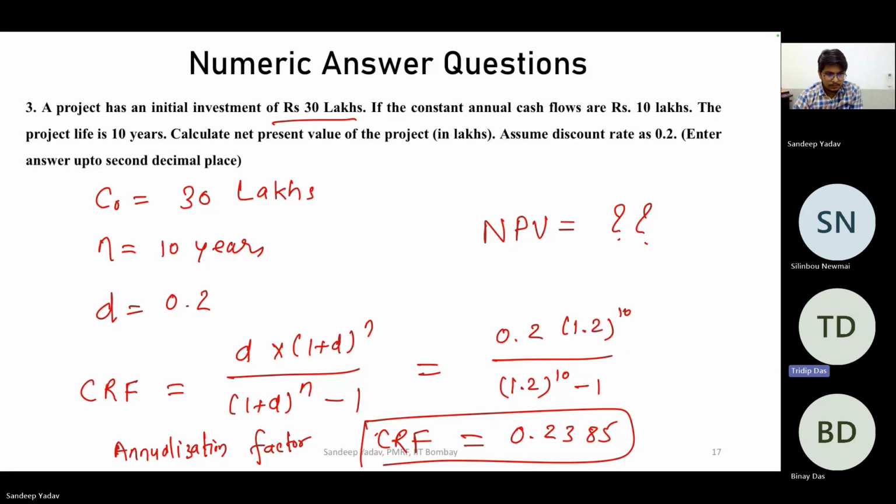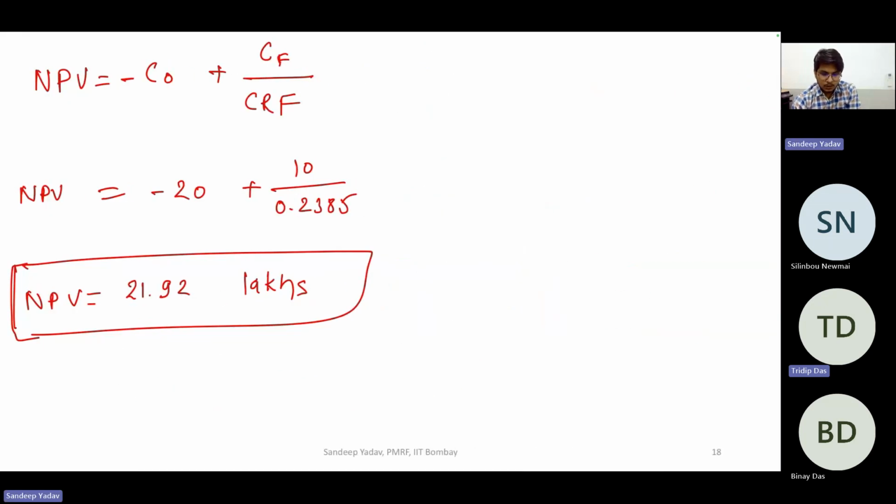Sir, what is the C0? C0 is the initial investment, that's C0, 30 lakhs is given. But in your calculation there is 20, how does 20 come from? Oh, sorry, thank you. I just made a mistake. That comes out to minus 30, then it will be around 11 point something. Yeah, thank you for pointing out.